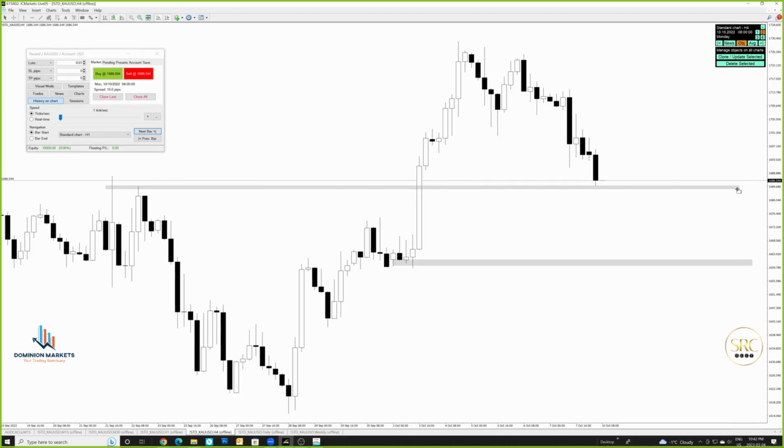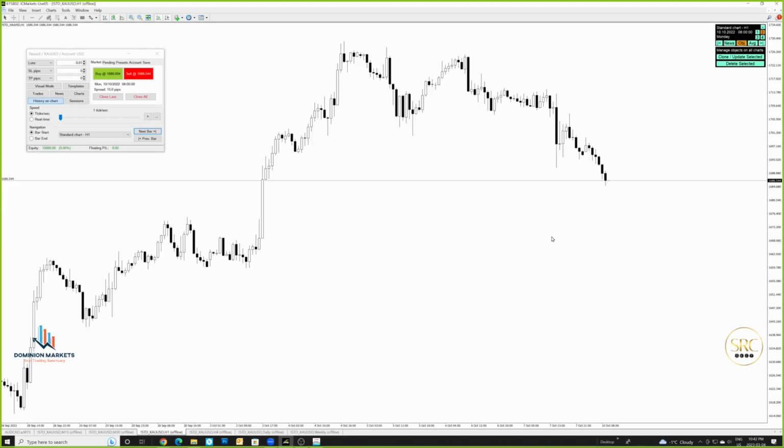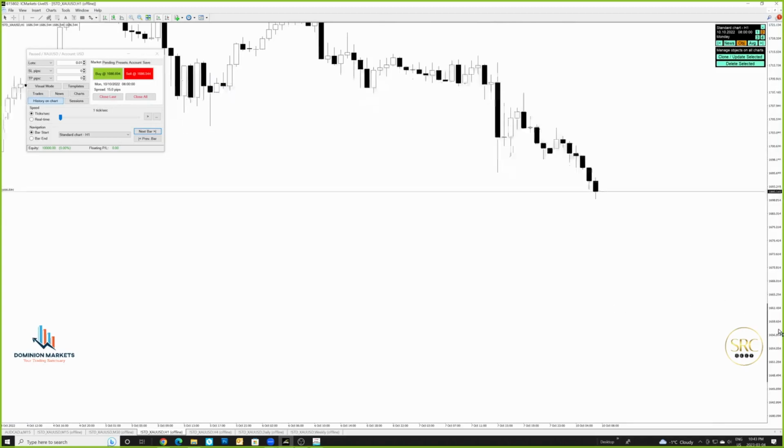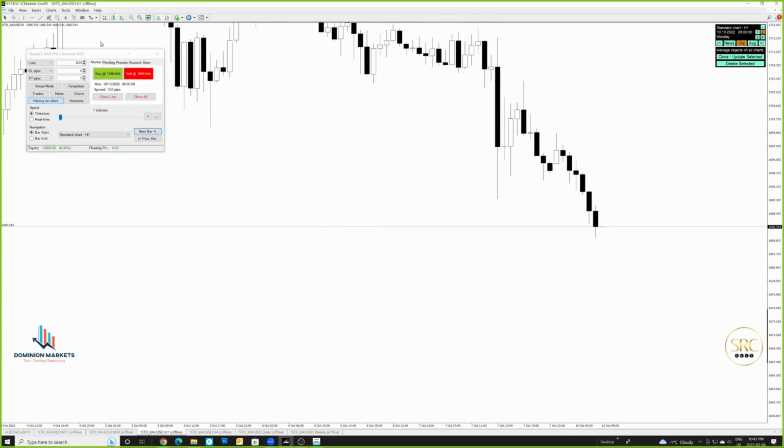But the best thing to do at this point is to just wait to see what sort of market structure we form on, let's say, the 1 hour time frame, the 30-minute time frame. Let's zoom in here a little bit more, and let's take a look at what's happening on the 1 hour time frame now.